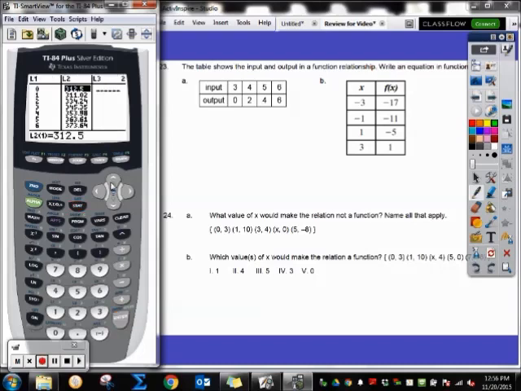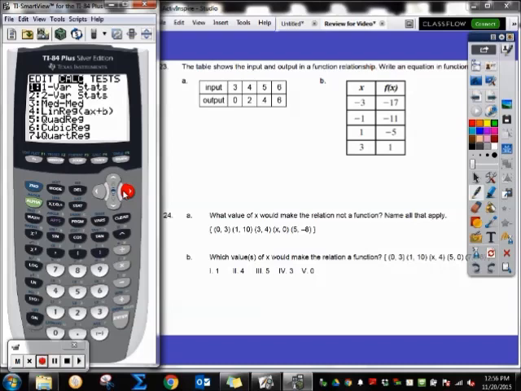So my table, I'm going to clear that out. Don't forget and accidentally hit delete and delete the whole thing. So I'm going to enter in 3, 4, 5, 6. Then my y values are 0, 2, 4, 6. Now we go back to stat, because we actually need to calculate this time.